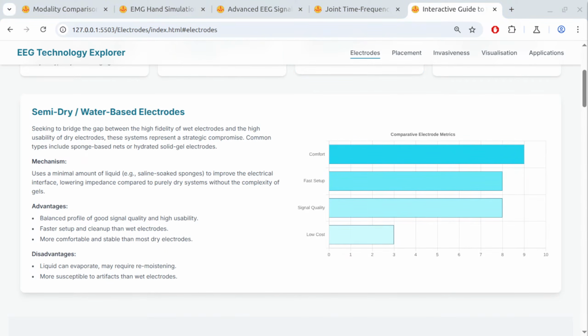They're trying to bridge the gap. The happy medium. Faster setup and cleanup than the full wet mess, right? But maybe more stable signals than the purely dry ones. Getting closer to that wet quality. Pretty much, yeah. A decent balance.